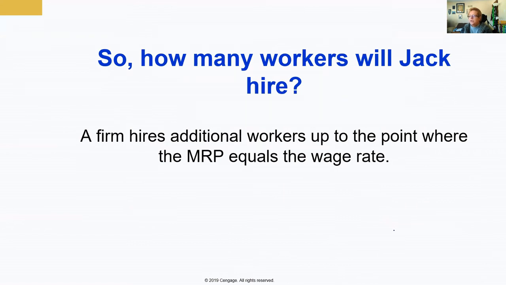So how many workers will Jack hire? He'll hire workers as long as and up until the cost of that worker is equal to the marginal revenue product. He's not going to hire at equal. He's going to hire one less than that. So that tells you the right amount of workers.